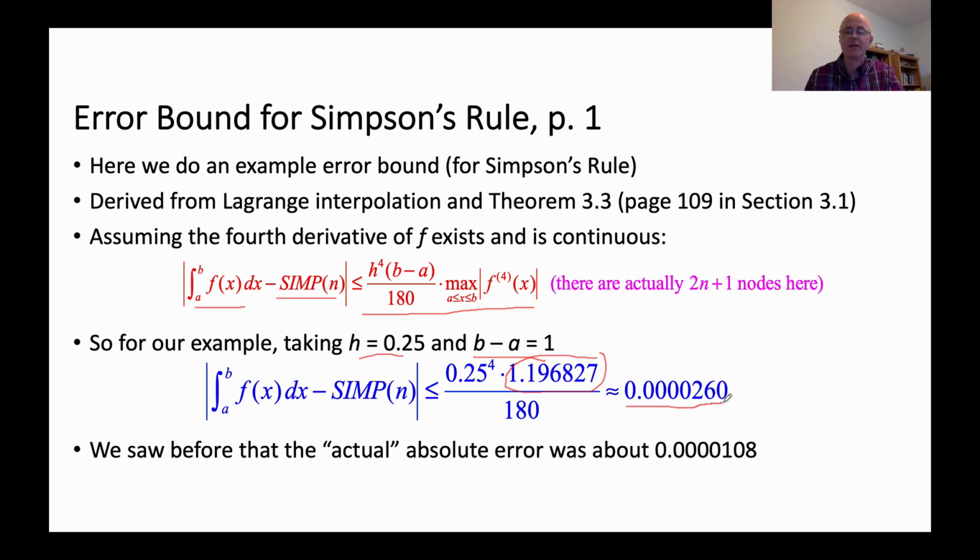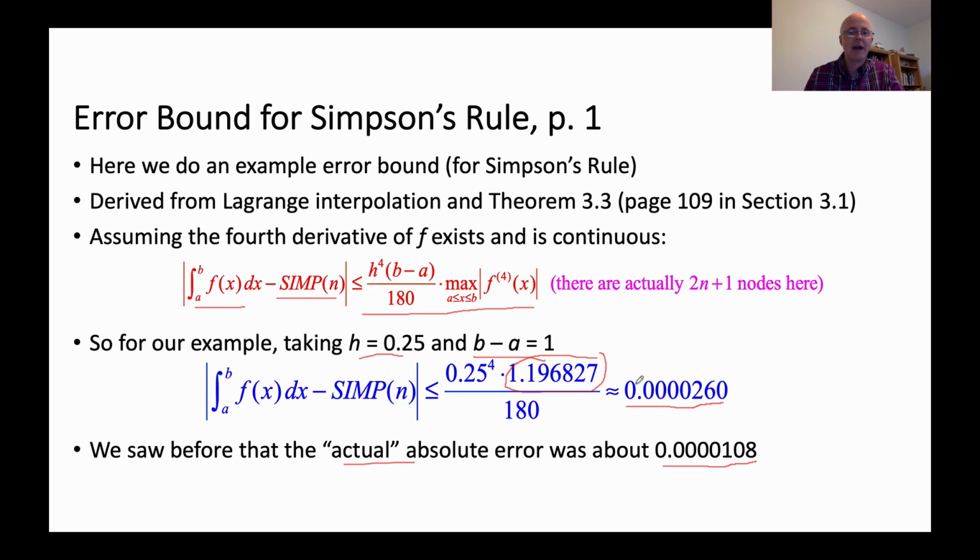Before we look at the graph, let's compare that with the actual error that we get by having Mathematica compute the actual value of the integral to that many decimal places. The actual is smaller. It is 0.0000108. Okay, a little bit more than half as small. So the error bound gives just what it sounds like, an error bound. The actual error will be less in absolute value.